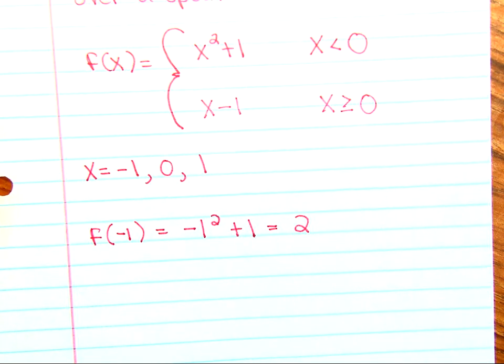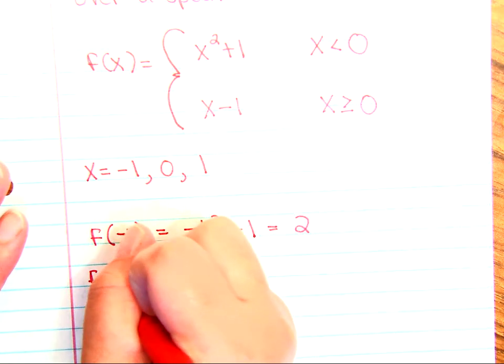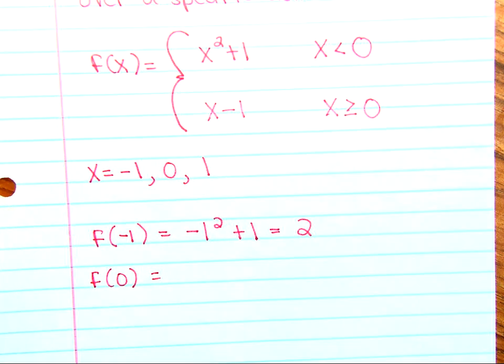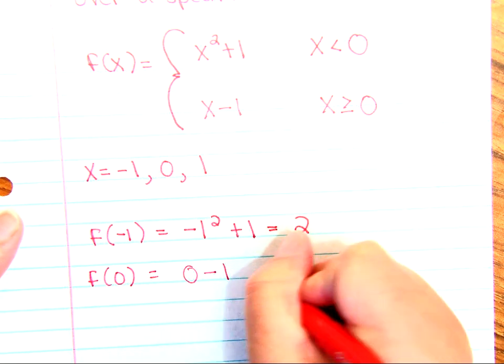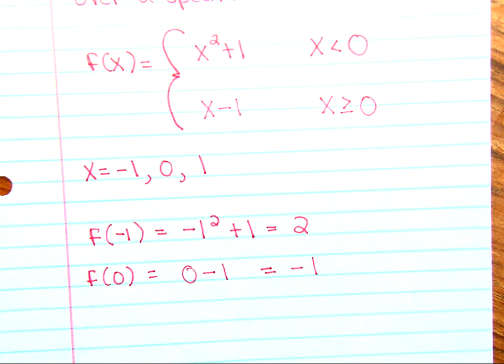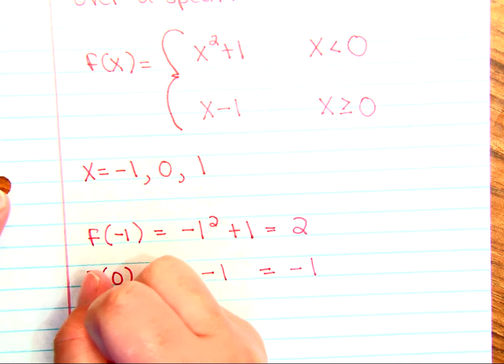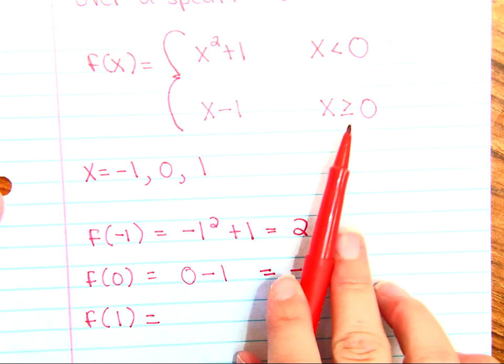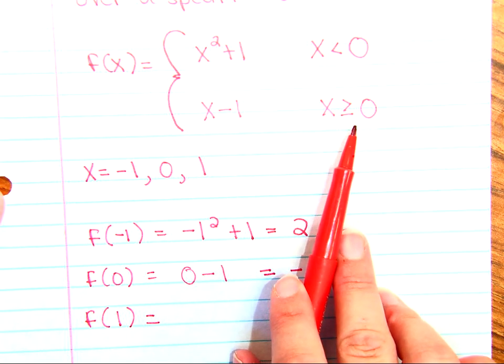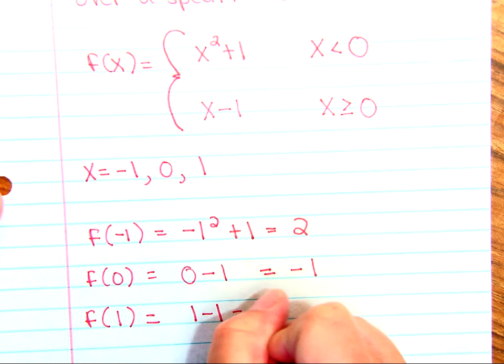When x is equal to 0, which part of your function would you want to use? Here's my specified domain. X is greater than or equal to 0, so I know I would want to do 0 minus 1, so that would be -1. If you had used the other one, you would have gotten a positive 1. So you have to pay attention to which piece of the function you need to be using. And at 1, well, x is greater than or equal to 0, so that would be 1 minus 1, and I would get 0.